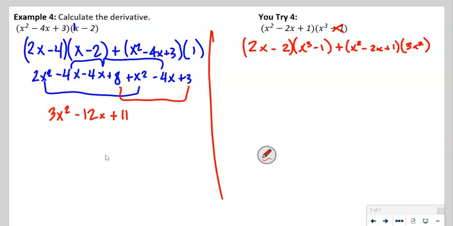2x times x cubed is going to be 2x to the fourth. Outside is going to be minus 2x. Inside is minus 2x to the third. Negative 2 times negative 1 is plus 2. Then we do 3x squared plus x squared. That's going to be 3x to the fifth. Then negative 2 times 3x squared is going to be negative 6x to the third plus 3x squared.